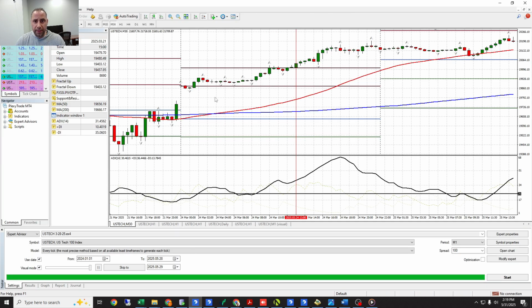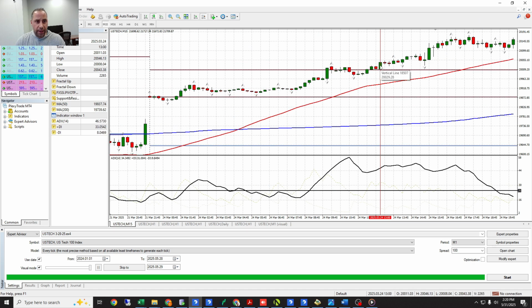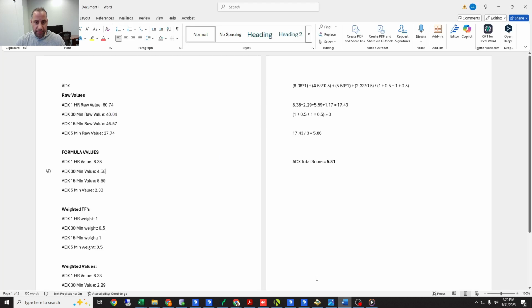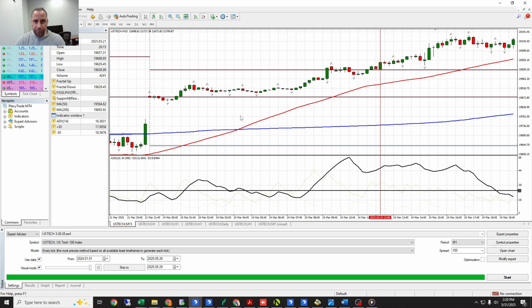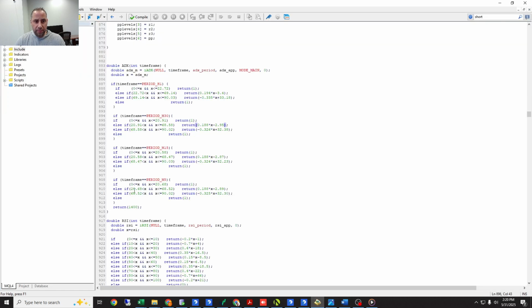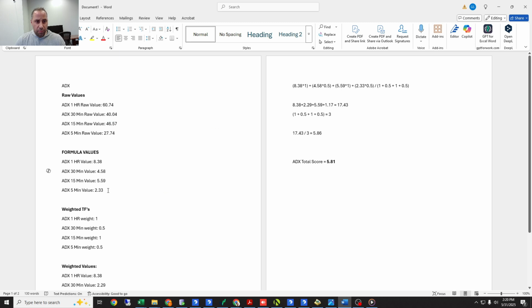We'll do the 15-minute quickly. We are at 46.57, which falls in this range again. Times 0.188, minus 2.87 gives us a value of 5.59. Then finally for the 5-minute time frame, we have a raw value of 27.73. Put it in our formula here, 27 is going to fall in here, so 27 times 0.188 minus 2.89 gives us a final value for the 5 minutes of 2.33.